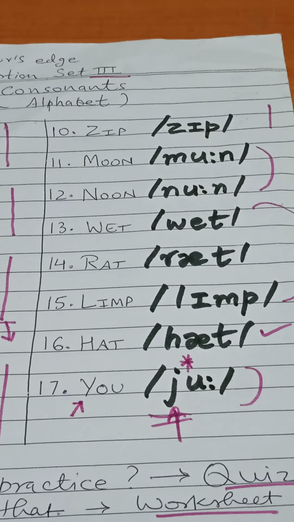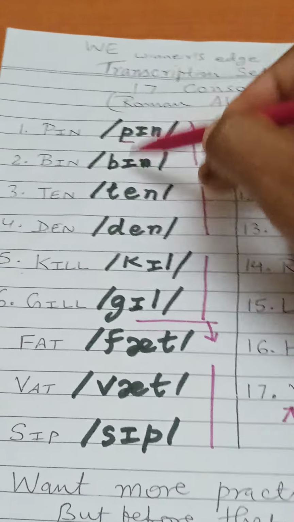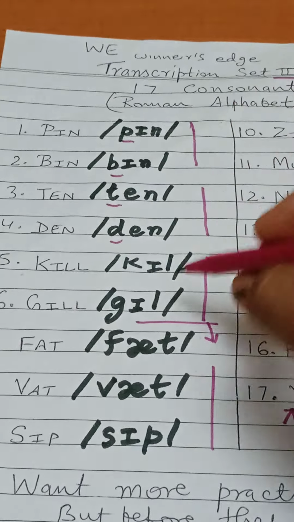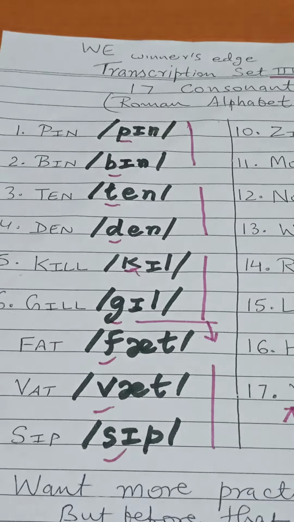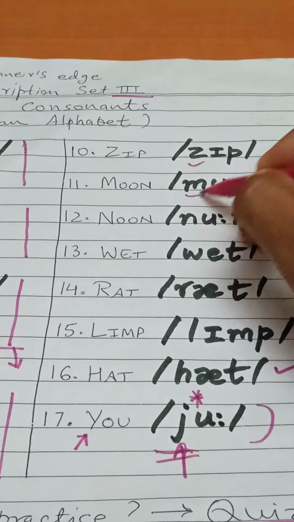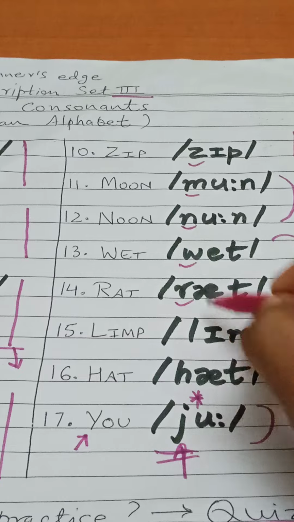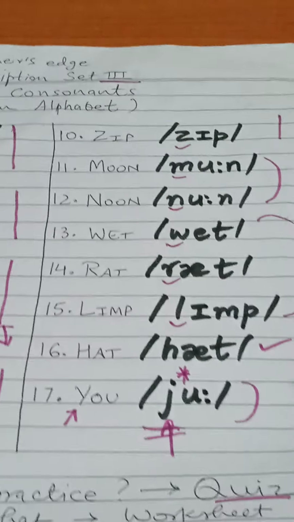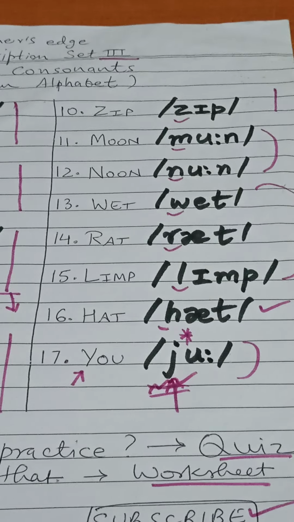So now let's repeat it. We took the sign of p, b, t, d, k, and g. Then we went for f, v, s. Then we looked at z, m, n, v, r, l, h, and of course y.